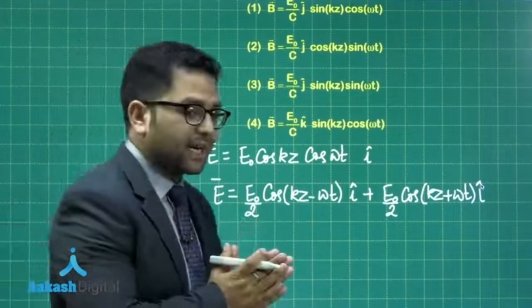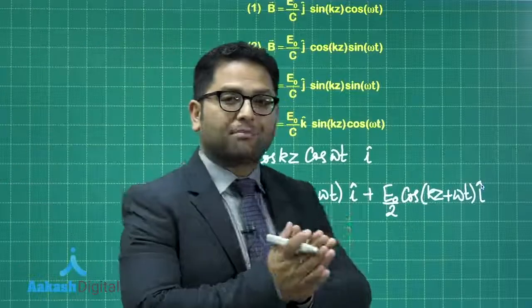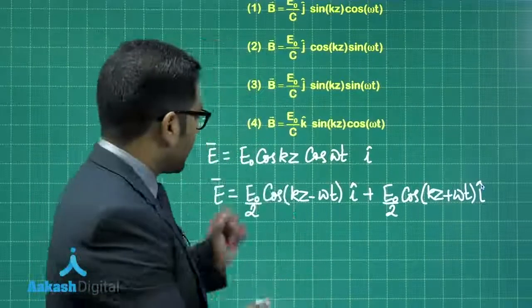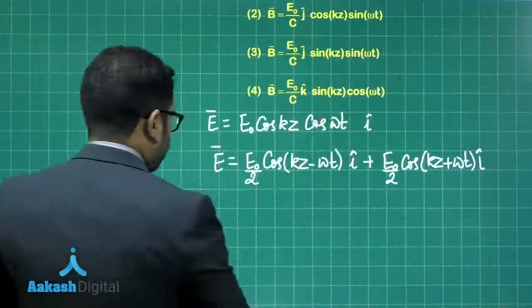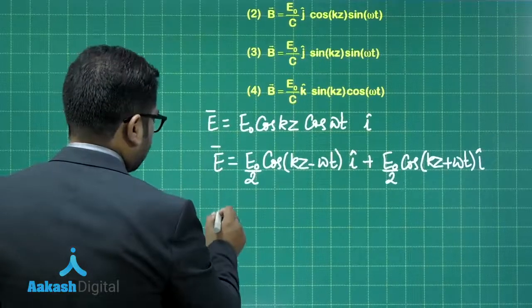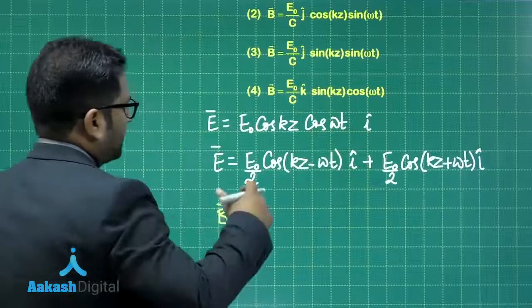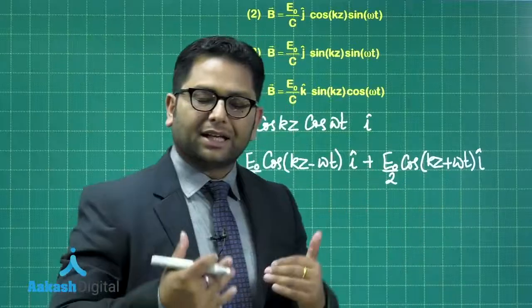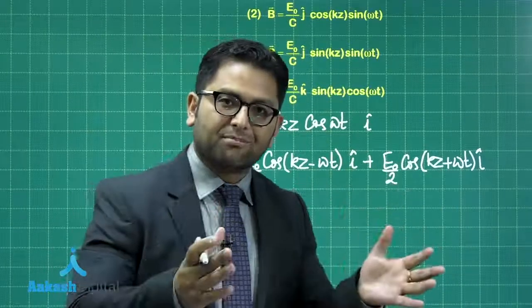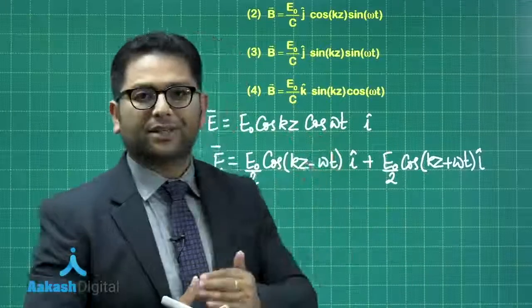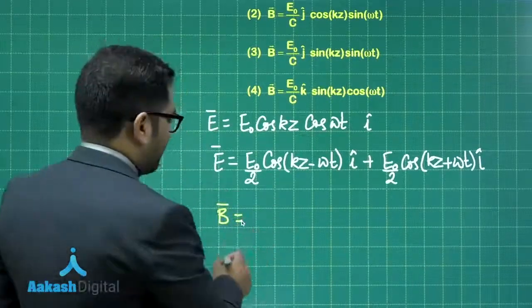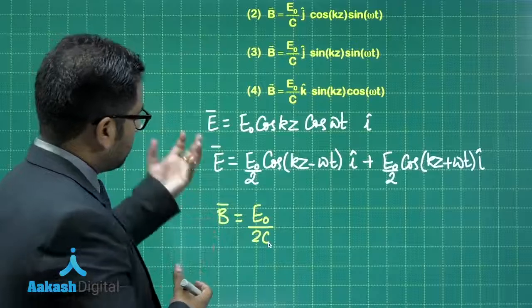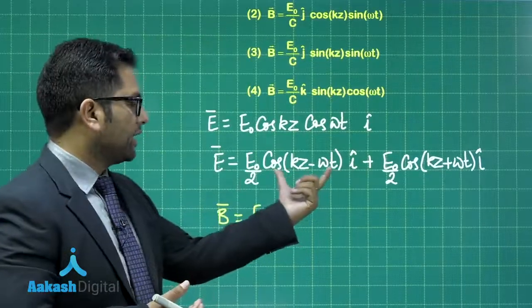From this, we need to calculate the magnetic field. And you know, when it comes to the amplitude, E naught by B naught is going to be C. So if I write the magnetic field part, if the electric field is given, then the magnetic field can be easily calculated. I'm talking about the amplitude. The magnetic field amplitude is electric amplitude divided by C. So that will give me E naught by 2C. Now I'm going with the magnetic field part.